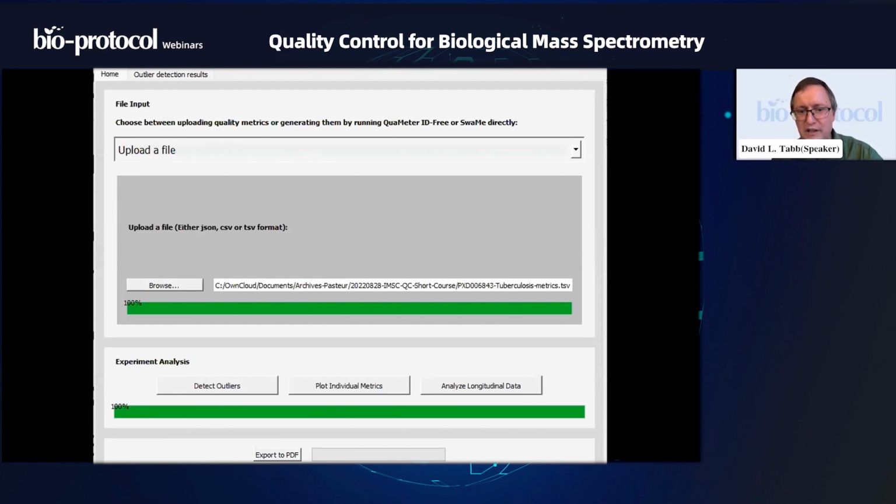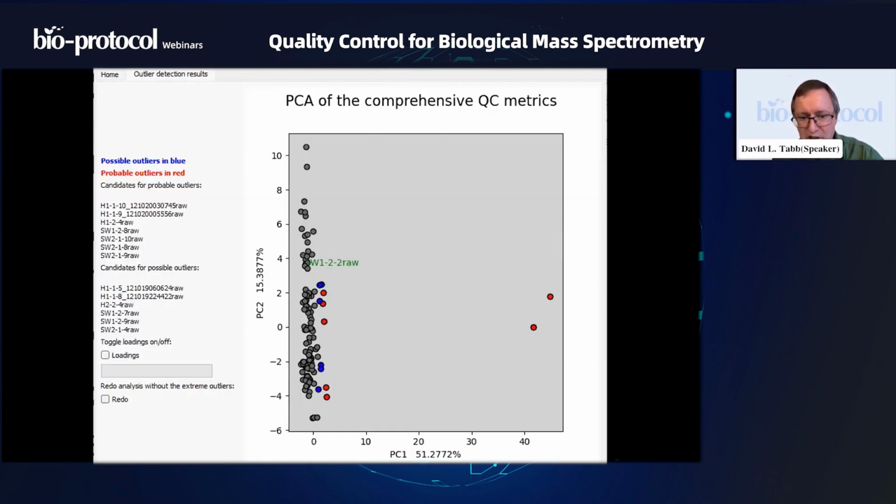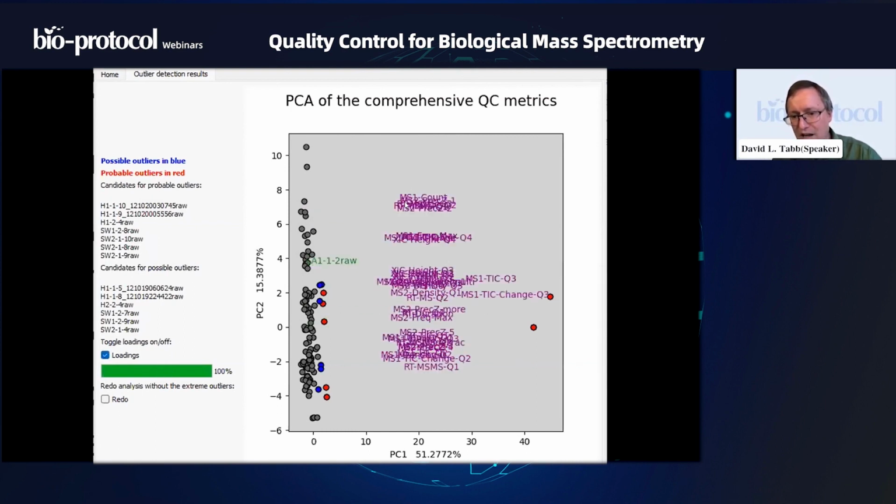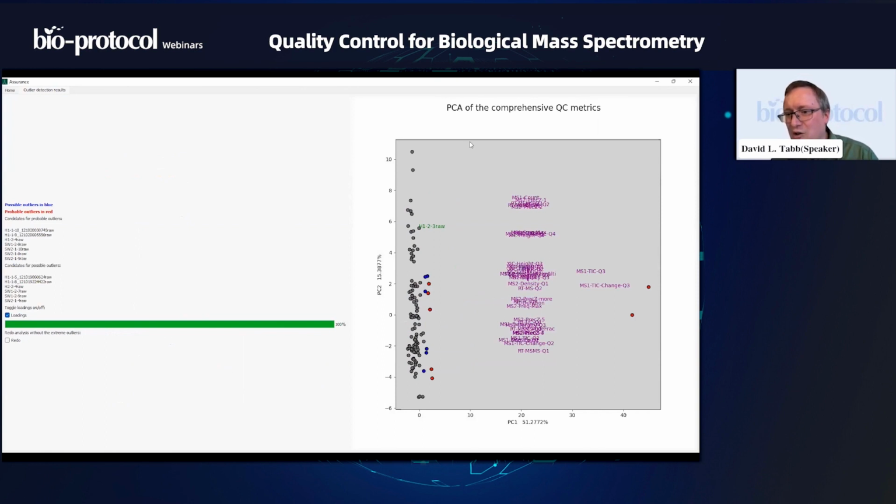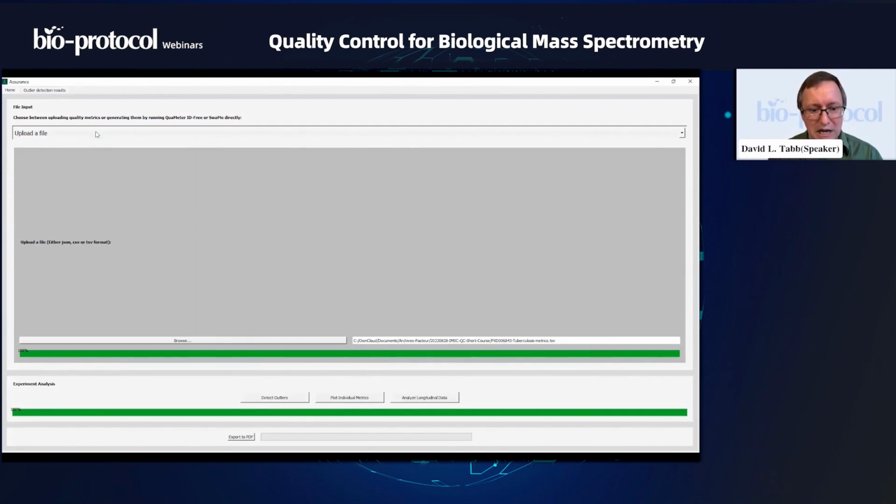One of the things that I can do within the outlier detection result is to show the loadings to see which aspects of the PCA... Okay, that is really illegible on that very small window. So sorry. So once I pull it up to full screen, I can see that some of these metrics that I fed it are quite strongly indicative of principal component 1. So that is telling me about the nature of the metrics that make these 2 raw files look so different from the others.